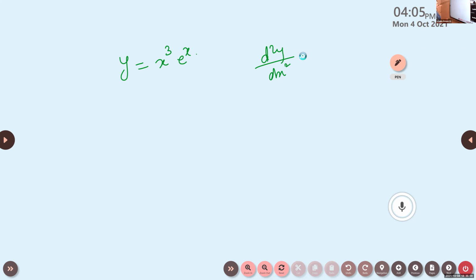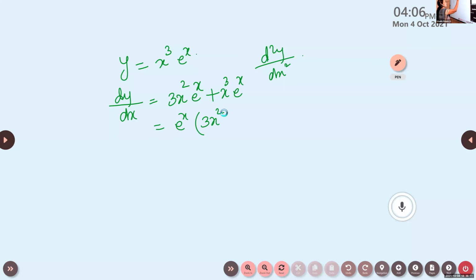Yes, Tomlin. What is dy by dx, Tomlin? Give dy by dx. 3x square, e raised to x, plus x cube into e raised to x. Isn't it? What we can do, we can take e raised to x as common. So we'll get 3x square plus x cube. Now find out the next derivative.